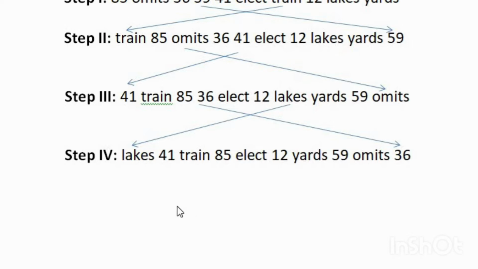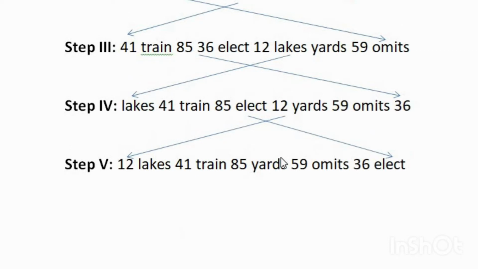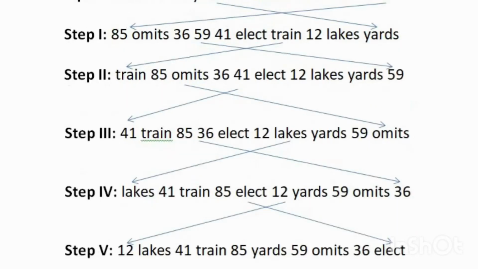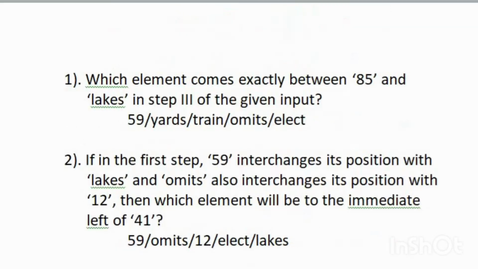In step number 5, on the LHS, the last number, the least number, that is 12, will be on the LHS, and on the RHS the word elect will be there, right? Like this. So this is the last step of the given input. Okay, so these are the 5 steps based on the above input. Now we will be having 5 questions based on this input output.